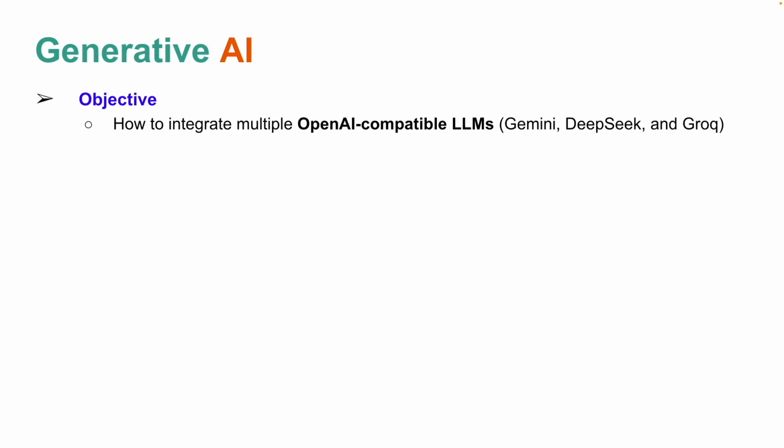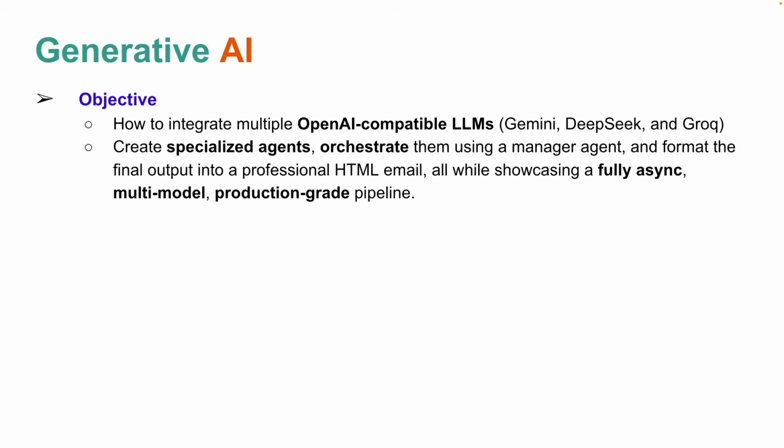We will learn how to integrate multiple OpenAI compatible LLMs. For this section, we chose Gemini, DeepSeek and Groq, but you can choose any OpenAI compatible LLM. And we already discussed the OpenAI compatible LLMs at the start of this course. This is the objective of this particular section. We will create specialized agents, orchestrate them using the manager agent. We have already learned about the orchestration and management of agents. And then we will format the final output into a professional HTML email.